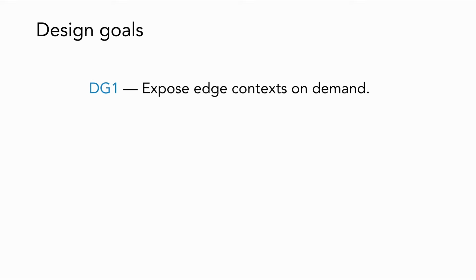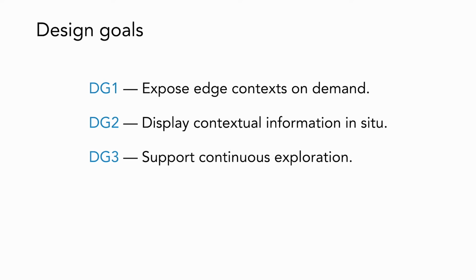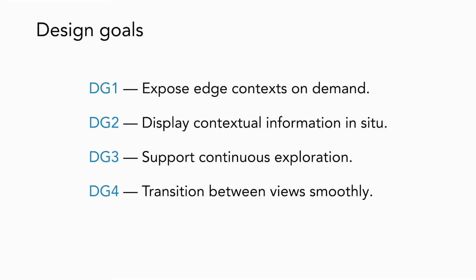In total, we defined 4 essential design goals, which are based on our collaborations and discussions with scholars from different domains and our prior literature research. First of all, we want to expose edge contexts and do this on demand. Then we want to display contextual information in situ, meaning we aim for embedding of contextual edge information directly on the edge. We also want to support continuous exploration. And finally, we want to design smooth, useful animated transitions between views that support the user's comprehension and engagement.